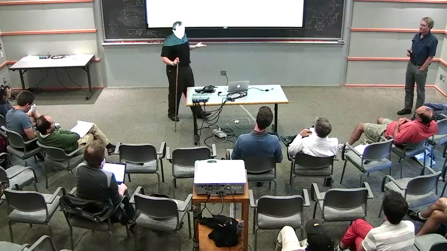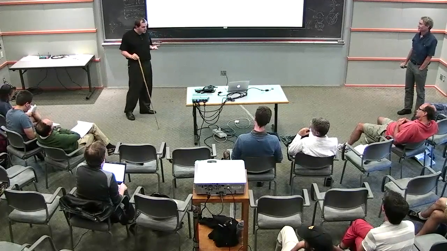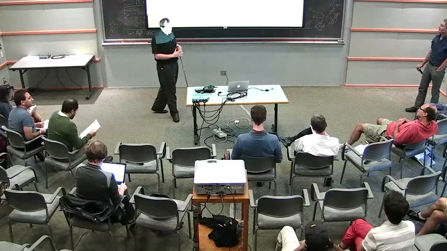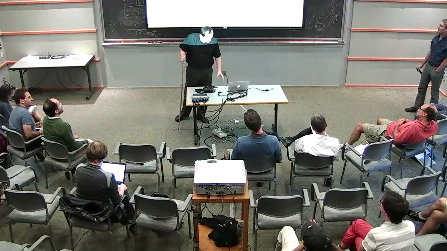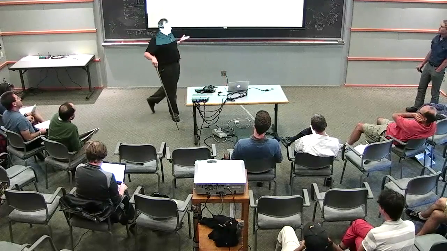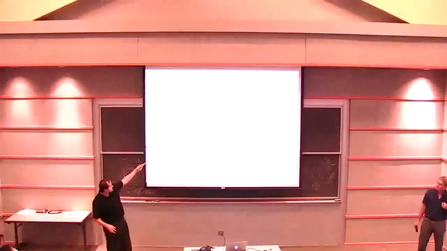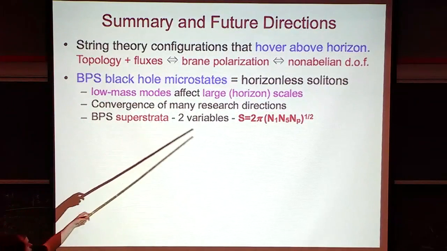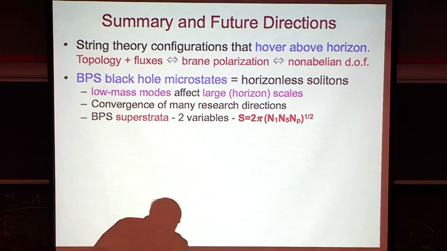So, summary: I showed you that in string theory you can construct configurations which hover above the horizon. There are 3 ways of thinking about them, but it's all the same thing in different regimes of parameter. That's the mechanism why you can do it. In the BPS case, we have microstates which are horizonless solutions. The low mass modes affect the horizon scale, and we can get the right entropy on the nose.